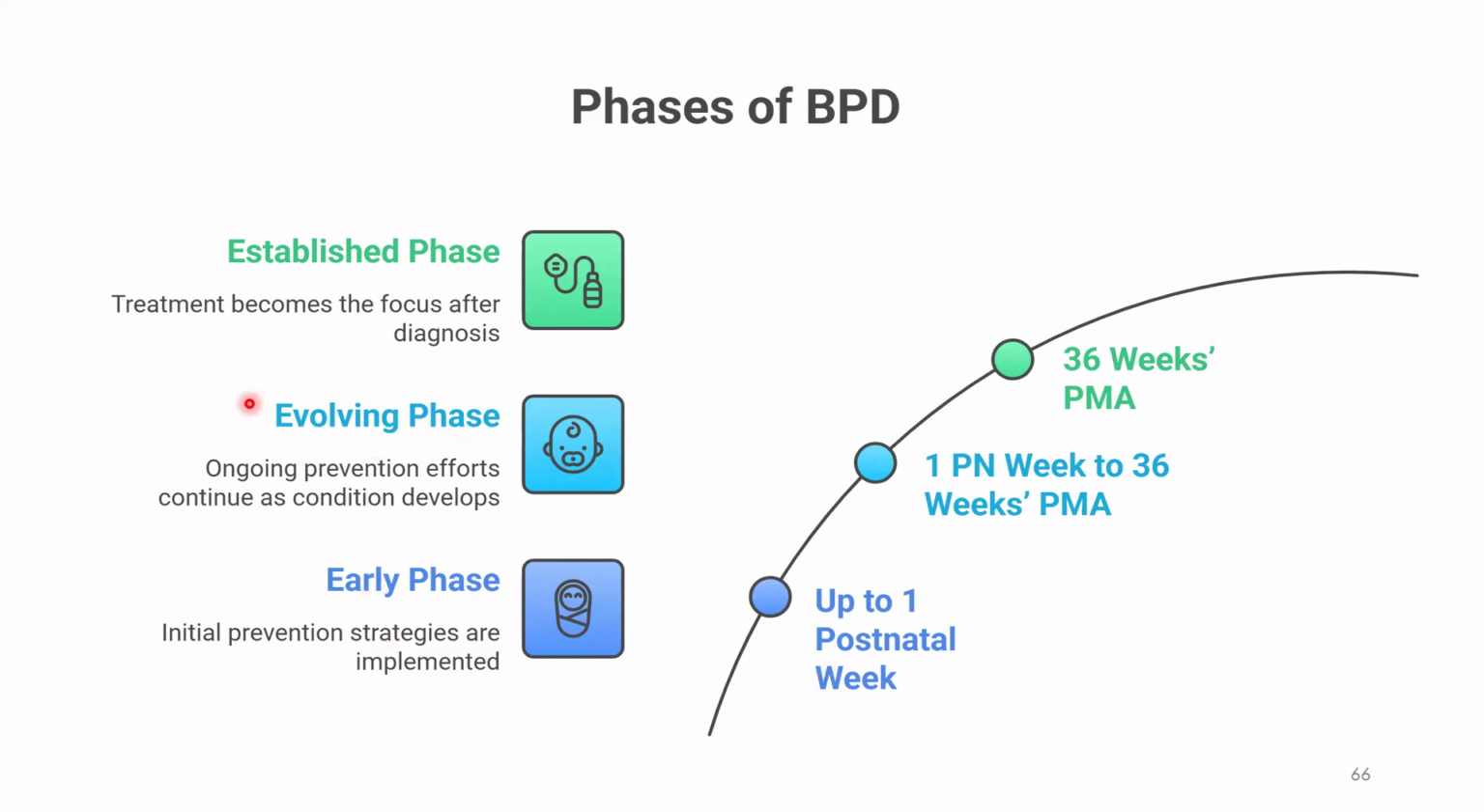But our ventilation strategy aim is different, whether it is early, evolving, or established. In the early and evolving phase, our aim is always prevention of BPD. But if BPD is established by 36 weeks, our aim will shift. That is, you have to give treatment for the BPD. That is completely different from the early or evolving phase.